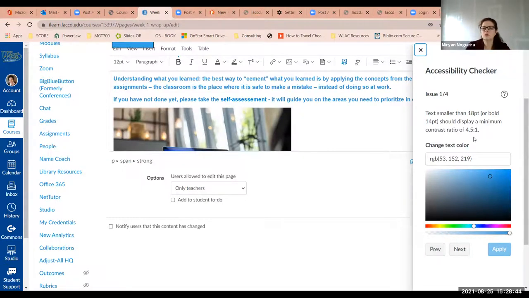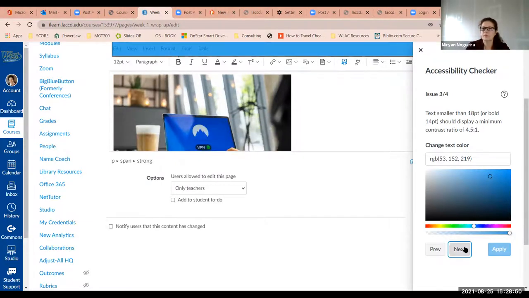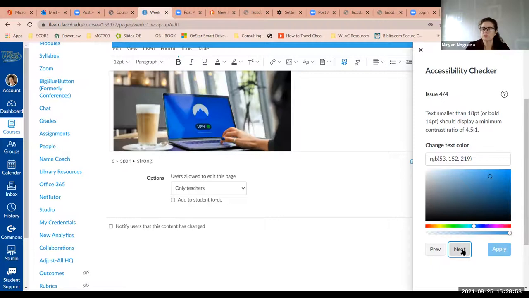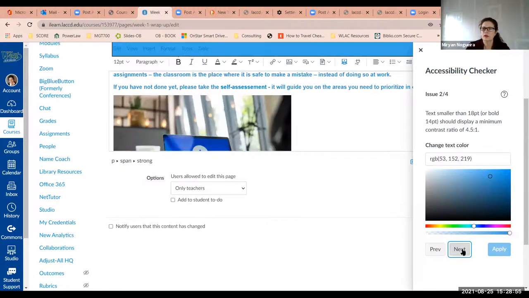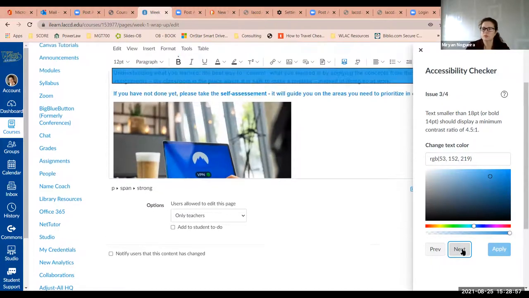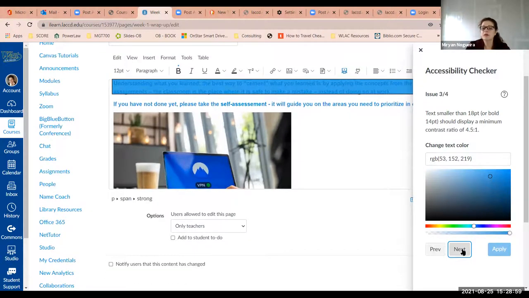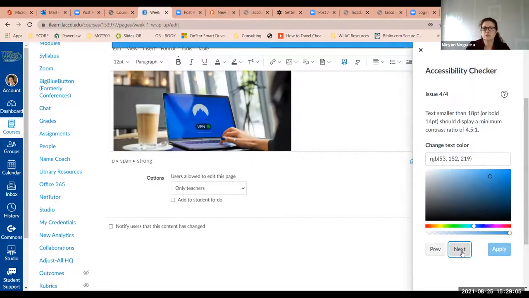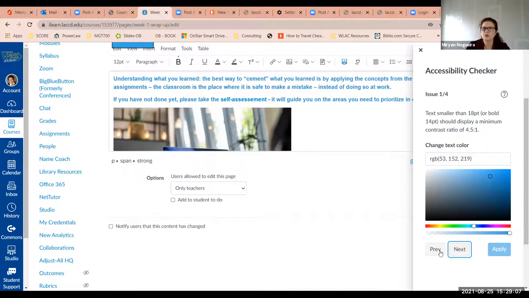the text is smaller than 18 points, and that's not good. You have to change that. Mine is all text that is small, I guess, which I will change when I complete this. This is not a perfect accessibility checker by any means, but it does give you a good idea of things that you need to change. I think it's just going over my picture because I was just on my picture before.